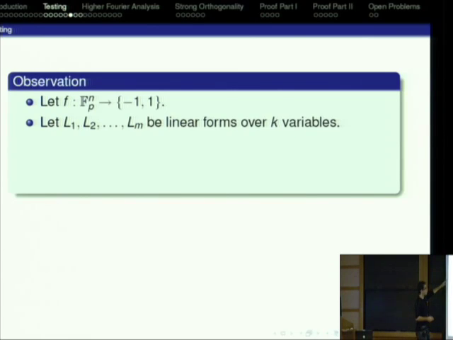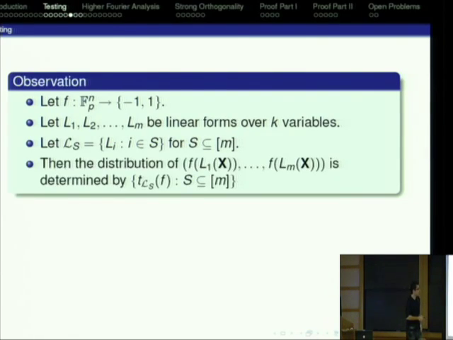Now, consider a function f, some linear forms, and for every subset S of [k], let me define L sub S to be the linear forms whose indices are in S. Now, the distribution of f over these linear forms is determined by these averages, because f only takes values -1 and 1. So if you know all these averages for all the values of S, then you know the distribution of f of L1 of x to f of Lk of x.